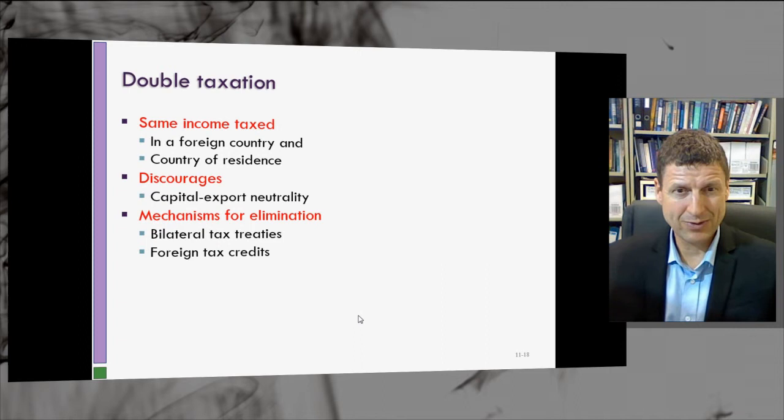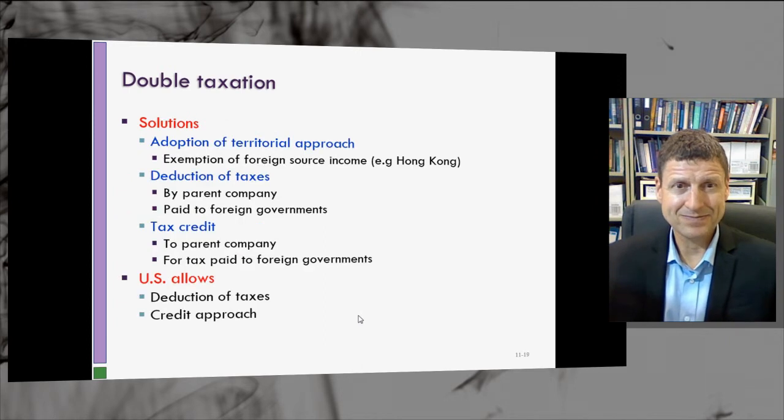So let's go into some of the issues of how countries have agreed to avoid double taxation. There are bilateral tax treaties as a mechanism for elimination, and there are foreign tax credits as a mechanism for elimination. Okay, so double taxation. Here are some of the solutions for double taxation.